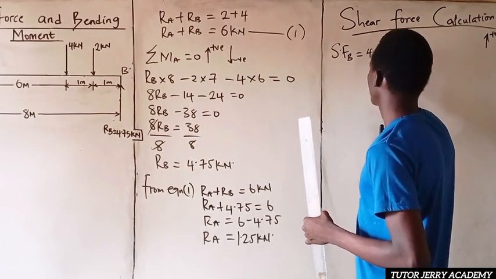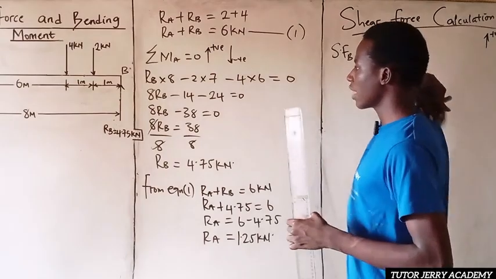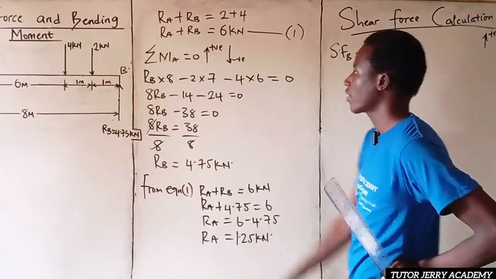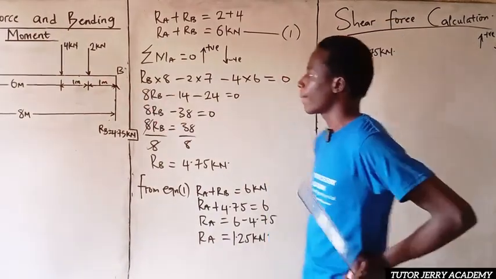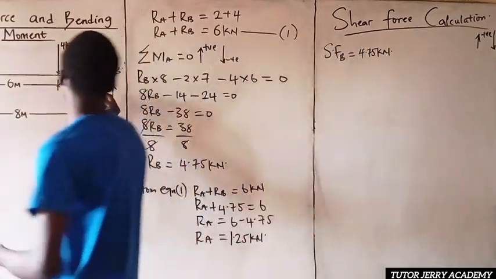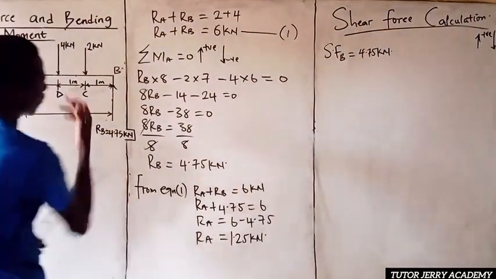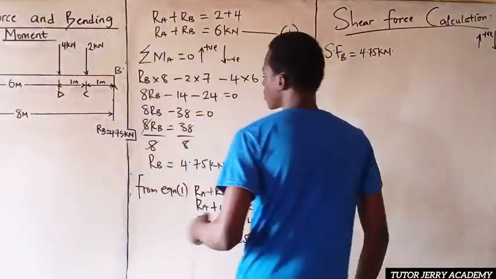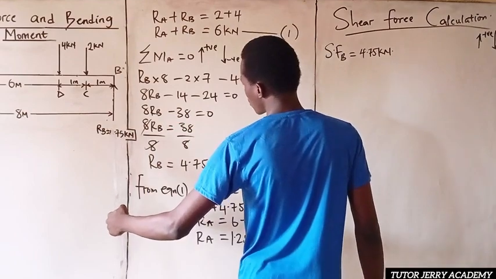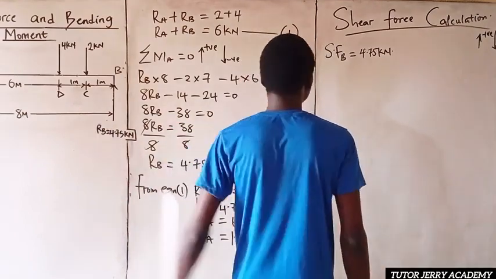4.75 kilonewton. So next, we are going to be taking our shear force at point C, and we can call this point D. So let's take our shear force at point D. It will be nothing but what? This point, which is 4.75 minus 2.